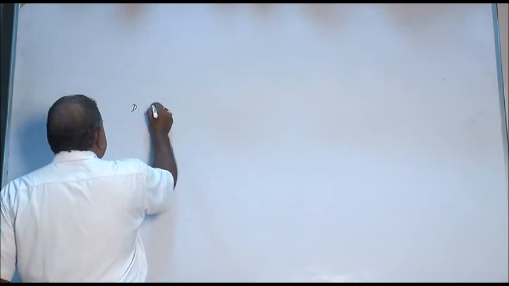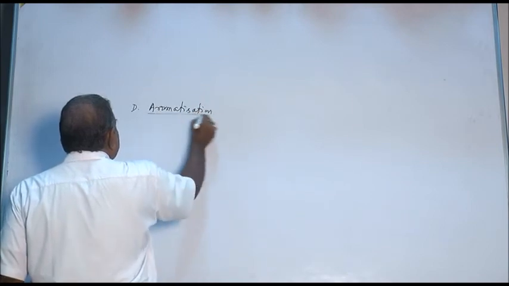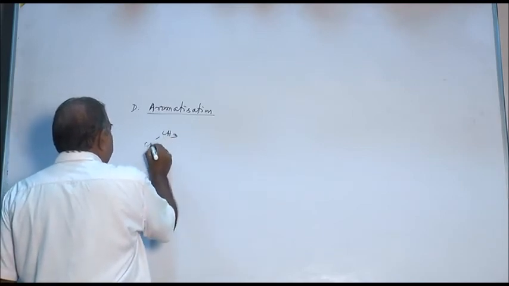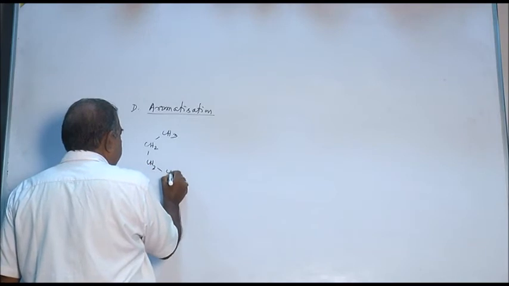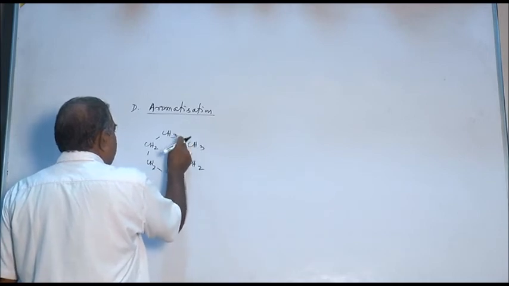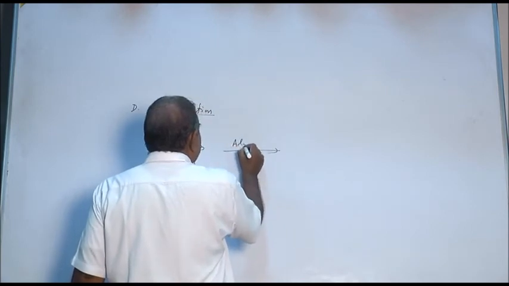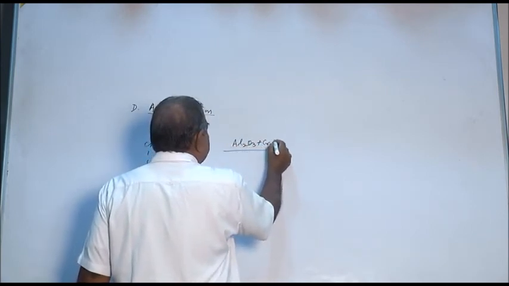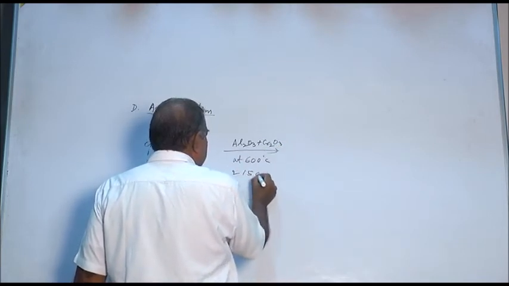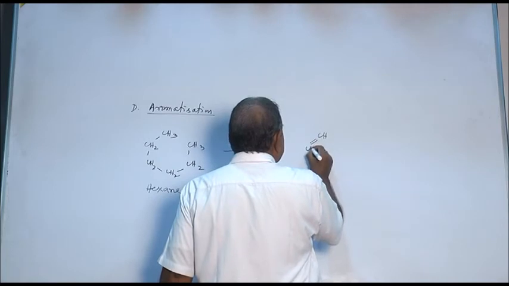And the last reaction is aromatization. Aromatization means when we are getting aromatic compound from aliphatic compound. Here, hexane and higher members. You see, this is hexane that I have written, there is no bond here. Hexane and higher members, when heated in presence of aluminum oxide chromium trioxide mixture at 600 degree centigrade and 15 atmospheric pressure, give you benzene.